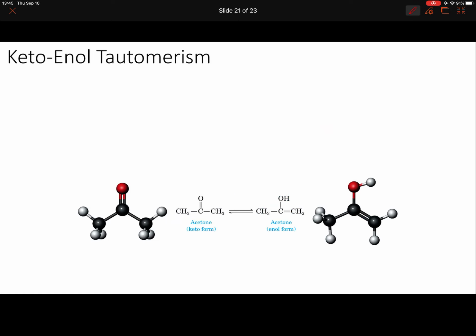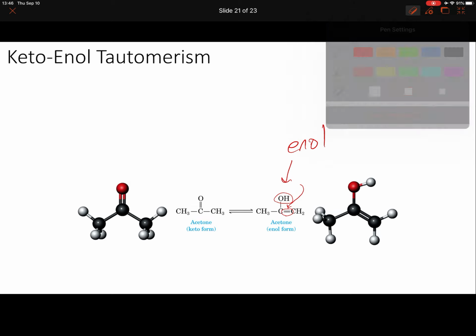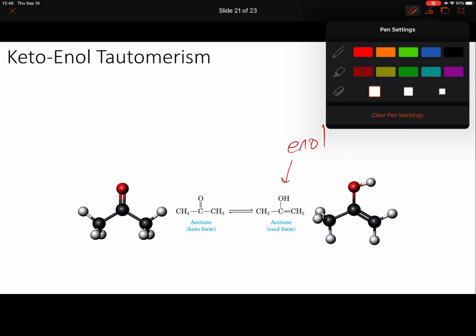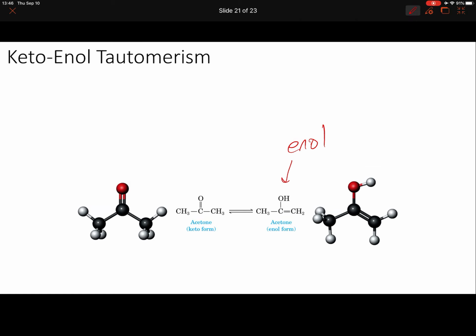So what happens is an aldehyde or ketone that has a hydrogen on an alpha carbon is actually in equilibrium with a constitutional isomer called an enol. The enol comes from the fact that it has an alkene in it, right, and an alcohol in it. So this is an enol. And the enol form, which contains the alcohol and the double bond, exists in equilibrium with the acetone, with the ketone or the aldehyde form.